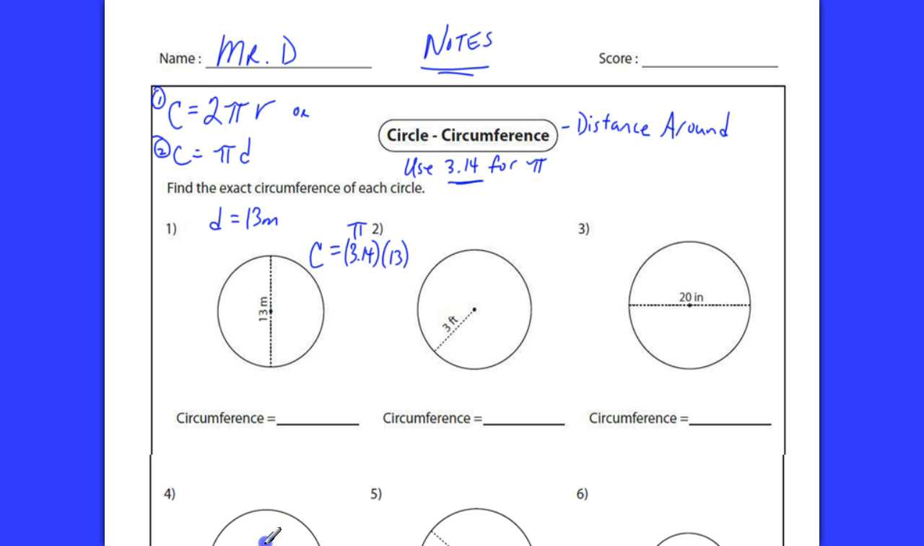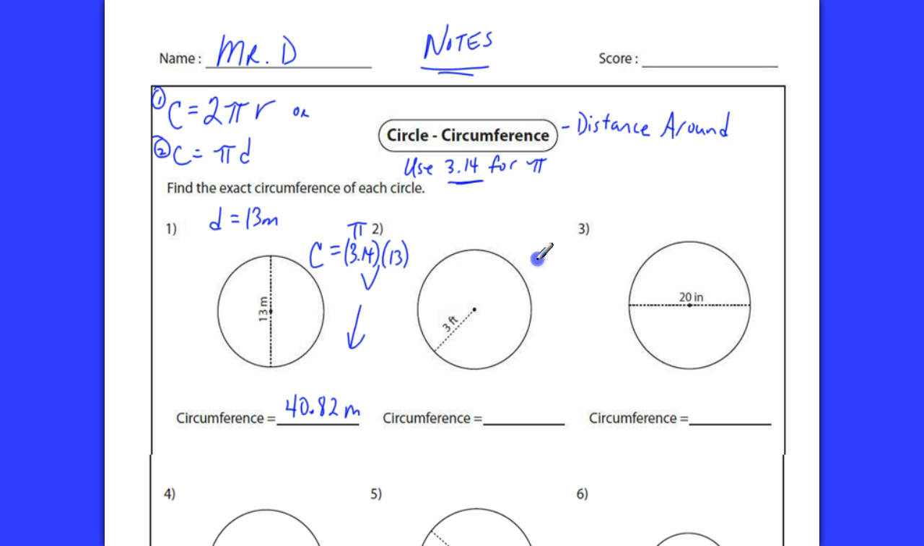3.14 times 13. That came out to be 40.82. Now it's meters. It's a linear measure because we went around. We're just measuring that distance of the outside of the circle. So there it is, 40.82. It's that simple. That's all you need is one of those diameter or radius measures, and then you can find it just by multiplying it times 3.14.